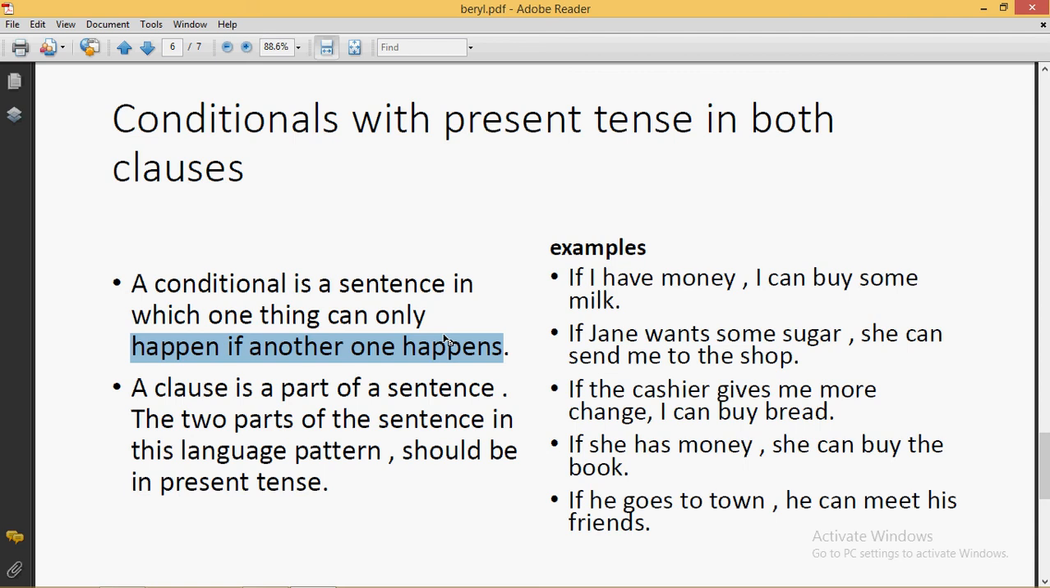For example, if I have money, I can buy some milk. These are two different sentences. The first sentence is saying, if I have money, and the other one is saying, I can buy milk. It means, if I have money, then possibly I can buy milk. But if I don't have the money, then I cannot buy the milk. How will I buy the milk without the money?